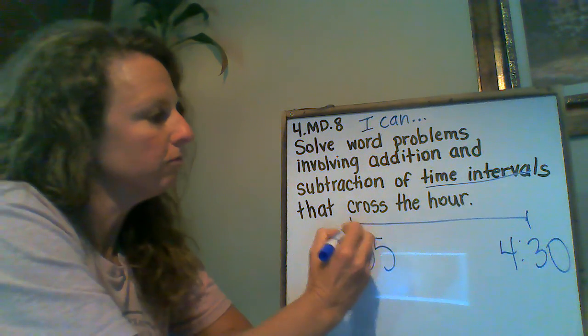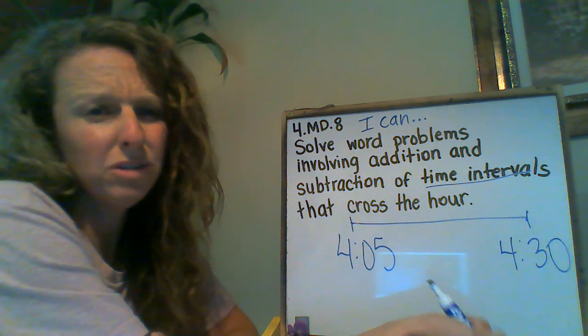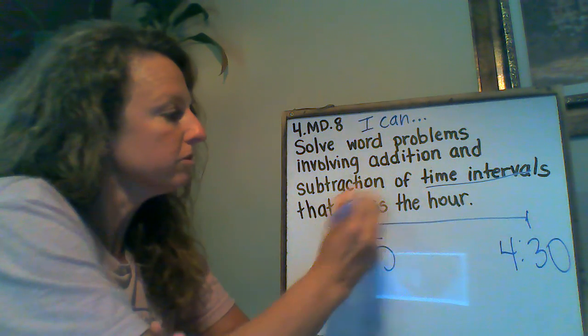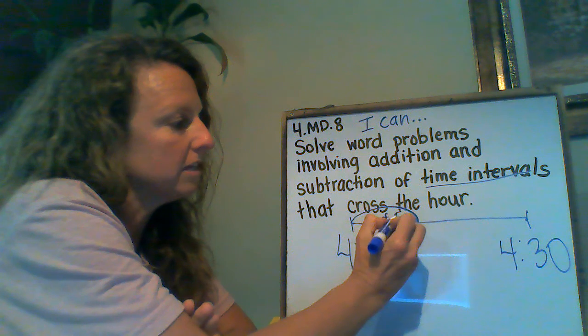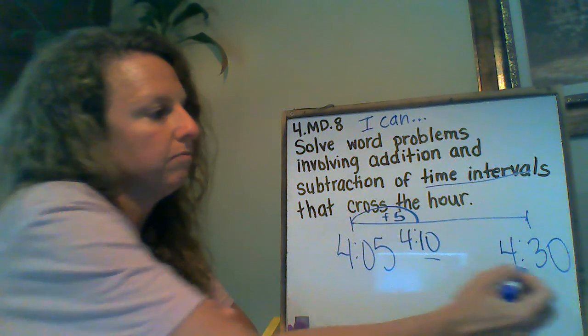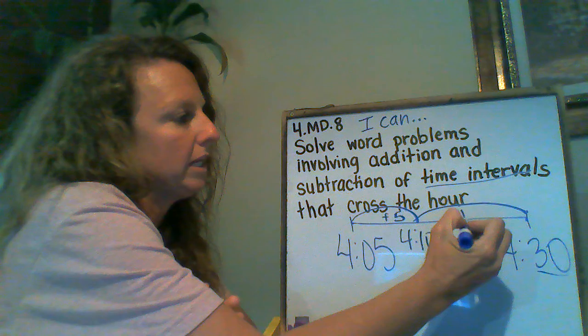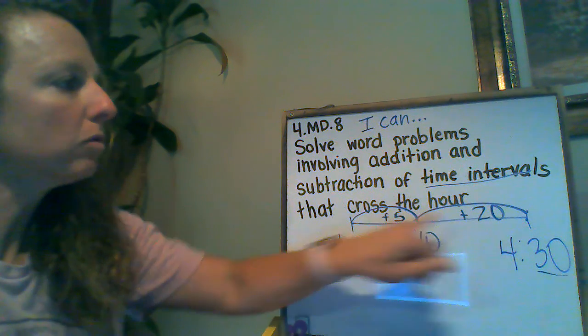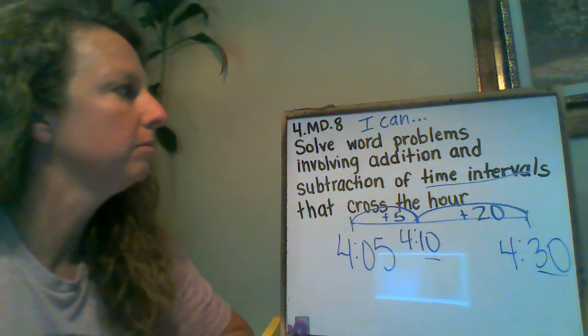So to get from 4:05 to 4:30, you can do it a lot of different ways. Some of you already know that would be 25 minutes. Others might need to jump 5 minutes ahead to 4:10, and then you would know to get from 10 to 30, that would be 20. So then we can see the elapsed time would be 25 minutes.